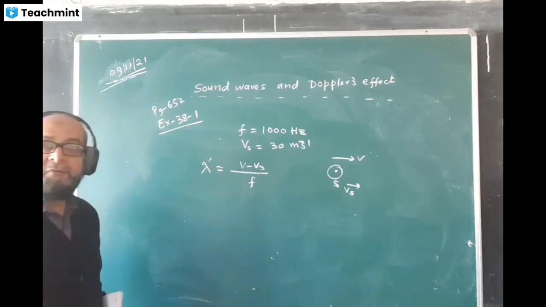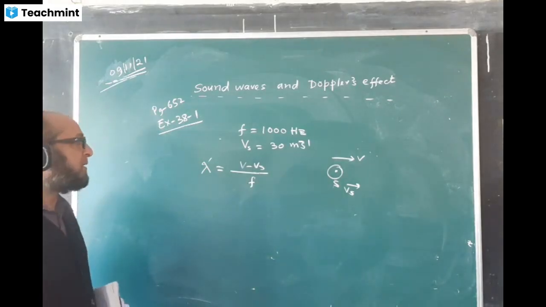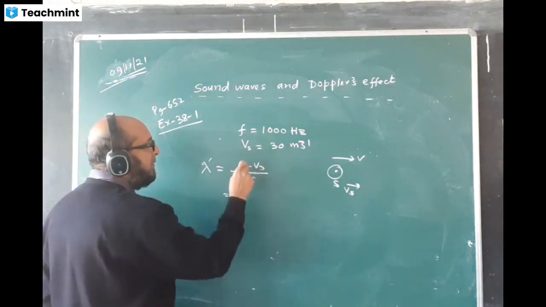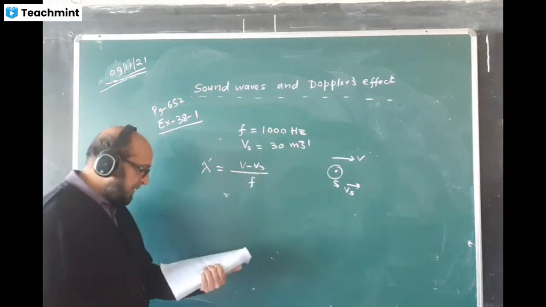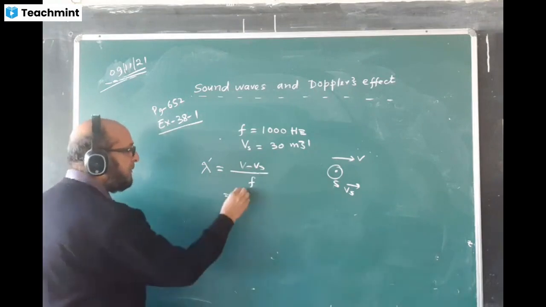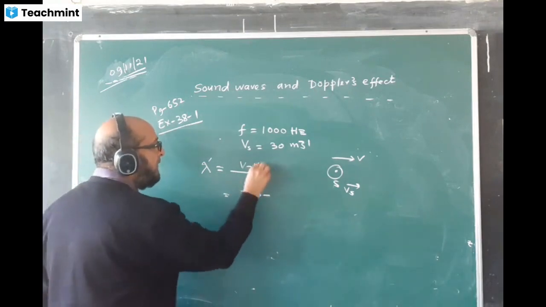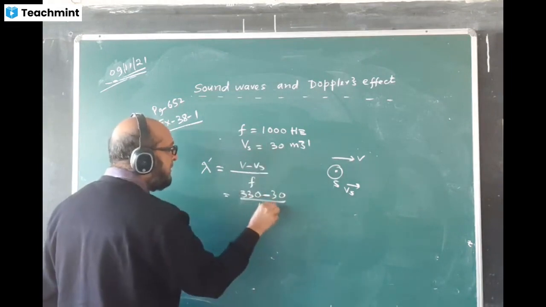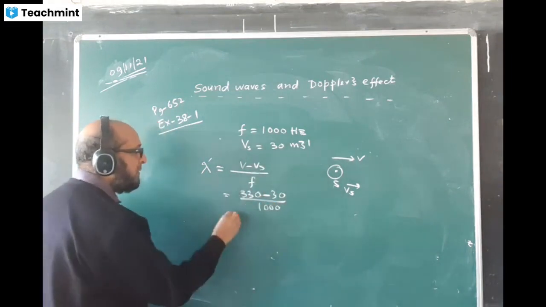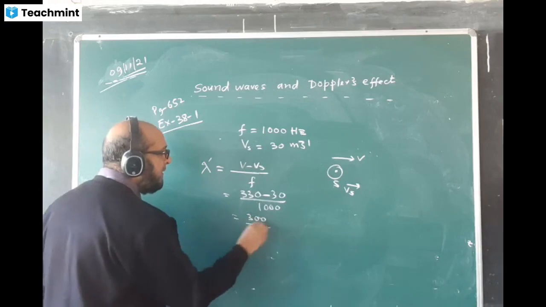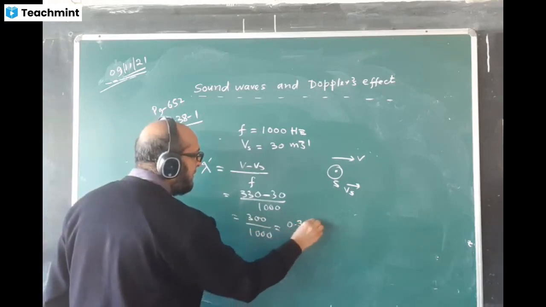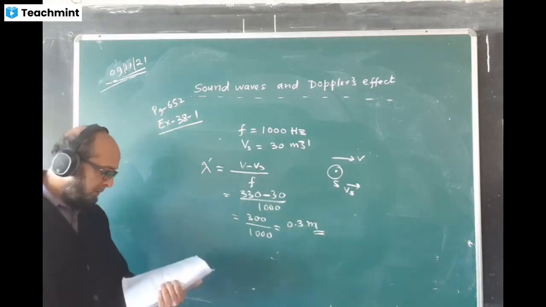The question is not asking to find apparent frequency. The question is asking to find the apparent wavelength only. V is given. What is the speed of sound given in the question? 330. Vs is 30. Actual frequency is 1000 here. Now we get the answer: 300 by 1000. The answer is 0.3 meter.